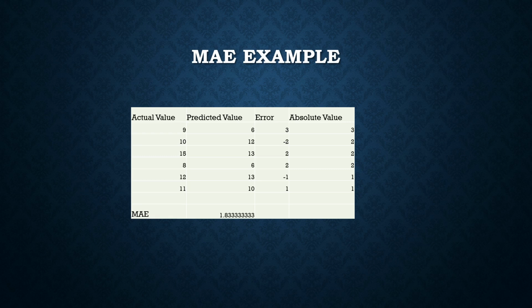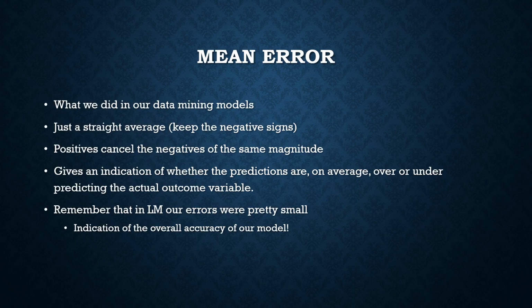It would be very different if we were not taking the absolute values. Okay, so that's the first example of how we would calculate error. Mean error is what we did in the linear regression examples. We don't take the absolute value. What we're doing is we're taking the exact value and we're averaging that. So this is what we did in our data mining models. It's just a straight average, and we keep the negative signs. The positives do cancel out the negatives, and that's just part of the way that this strategy works.